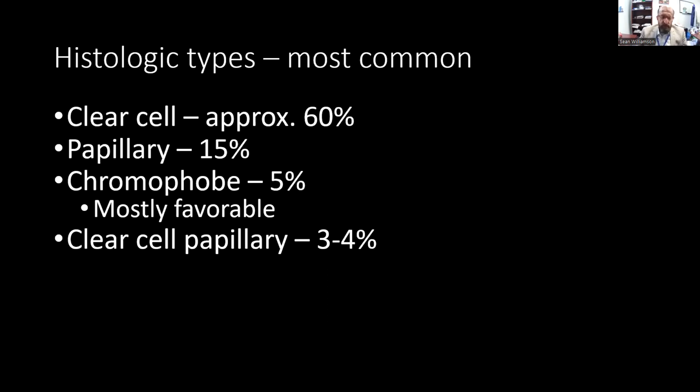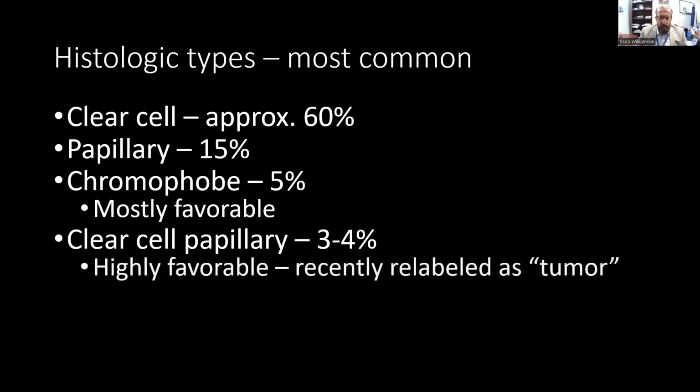And so with all the data accumulating over the last 10 to 15 years that this entity is very favorable, it's been renamed as a tumor, highlighting that it is an abnormal growth, but it is currently not considered malignant, as the rate of aggressive behavior is extremely low or maybe zero. I'll show a picture of that later on and maybe touch upon that briefly. But as I mentioned, this is highly favorable, and recently the name carcinoma, which is our term for a cancer of an epithelial organ, has been taken away.